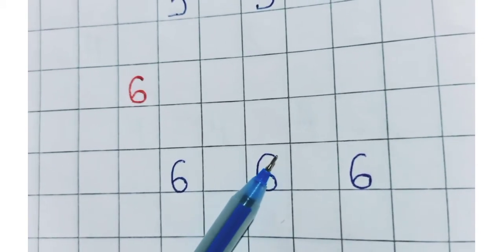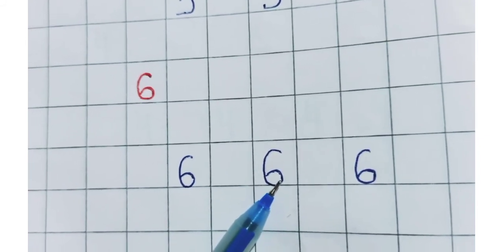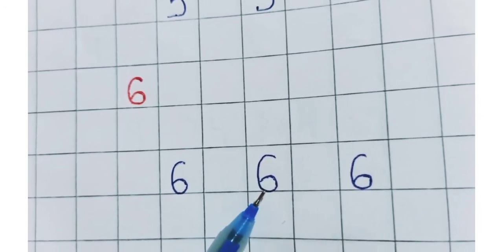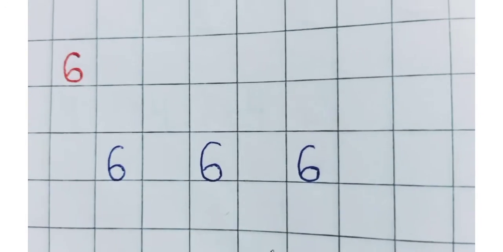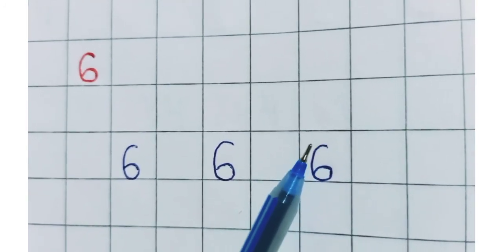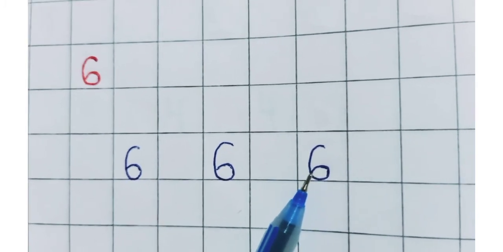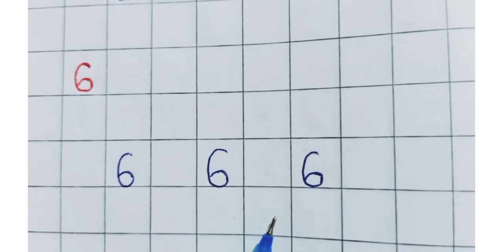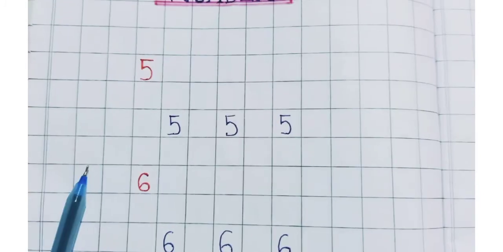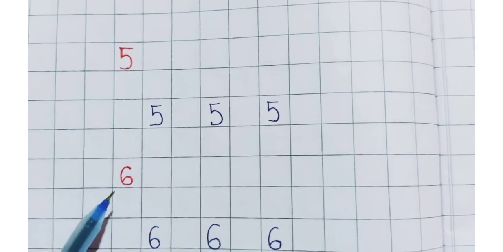We need a curve joining another curve makes number 6. Let's write again. A curve joining another curve makes number 6. So far, we learned number 5 and number 6.